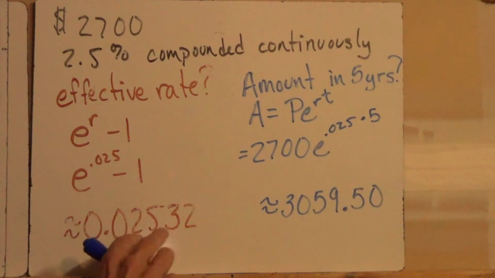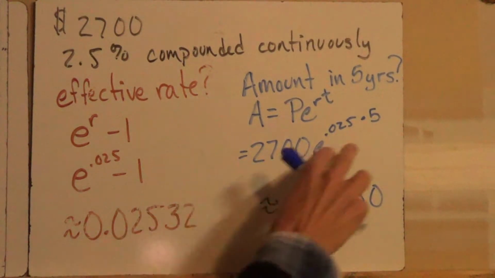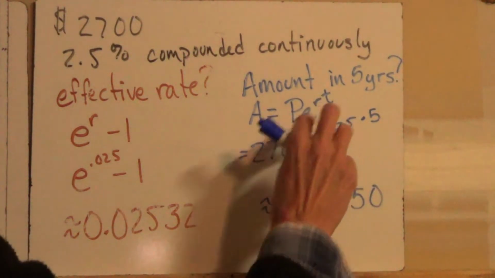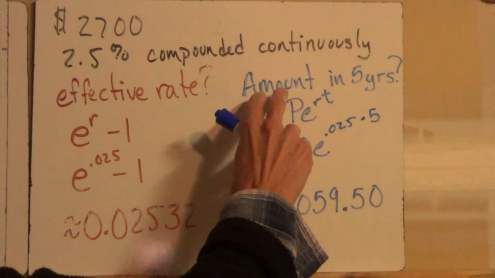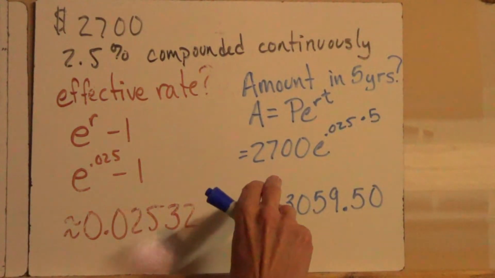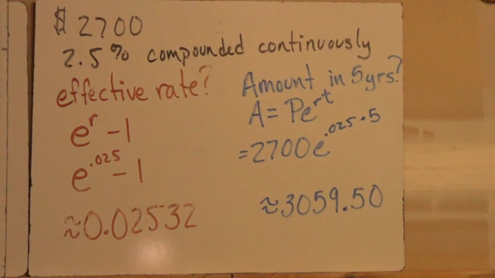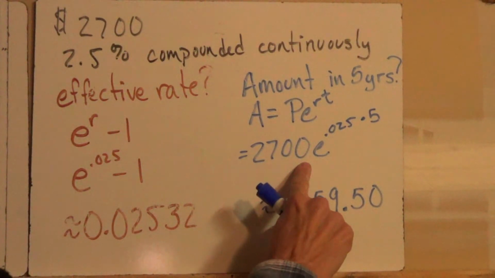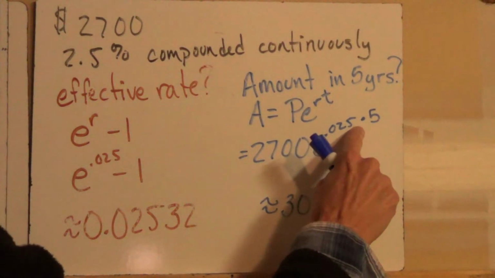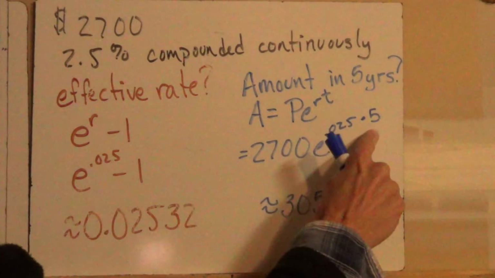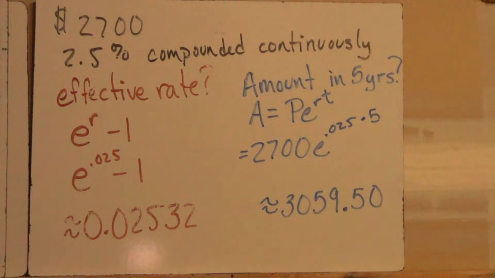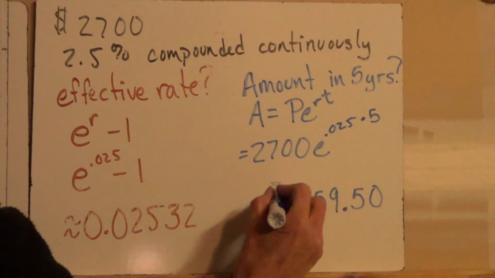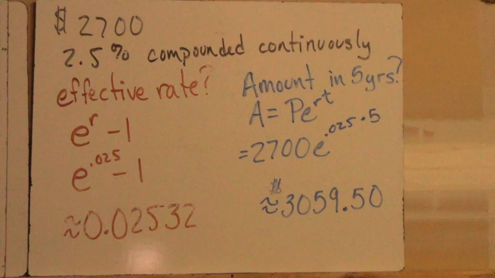Now, we take this effective rate and plug it in for the R, because that R is the effective rate. Then we can take the amount in 5 years that we would be earning on this money. So we take our principal amount, $2,700, Euler's number, 0.025, coming from this effective rate, times 5 years, and we get that it's approximately $3,059.50. Make sure that you're comfortable doing these on the calculator.